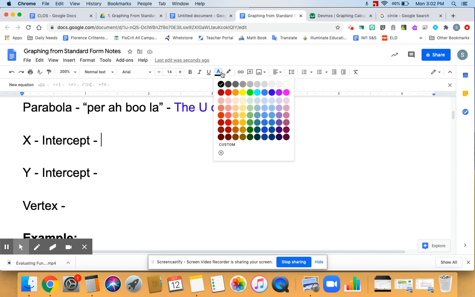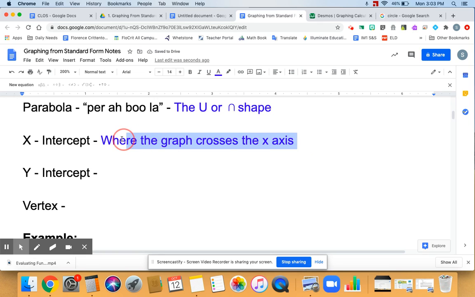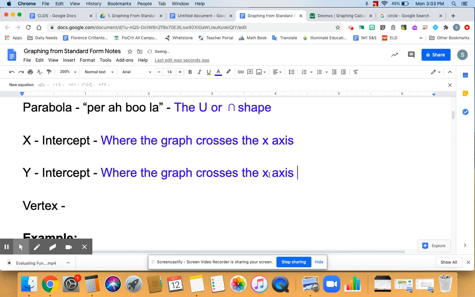So we have x-intercepts. And x-intercepts, so intercept, like if you intercept the ball in sports, it means you catch it because you're crossing the path of the ball and you're grabbing it. So to intercept means to cross. So it's where the graph crosses the x-axis. And that's what makes it an x-intercept, because it's crossing the x-axis. So a y-intercept would be where the graph crosses the y-axis.